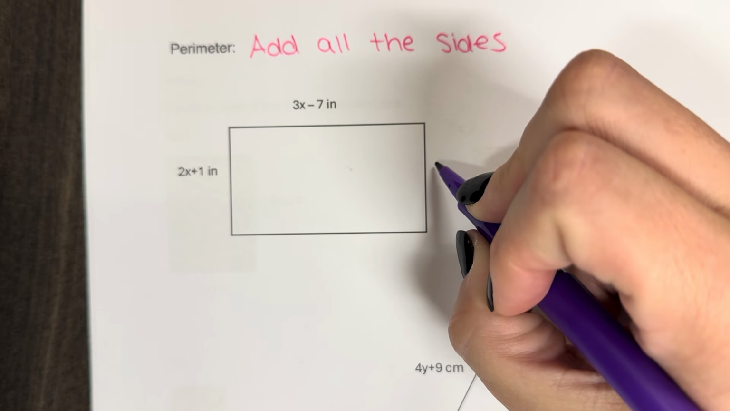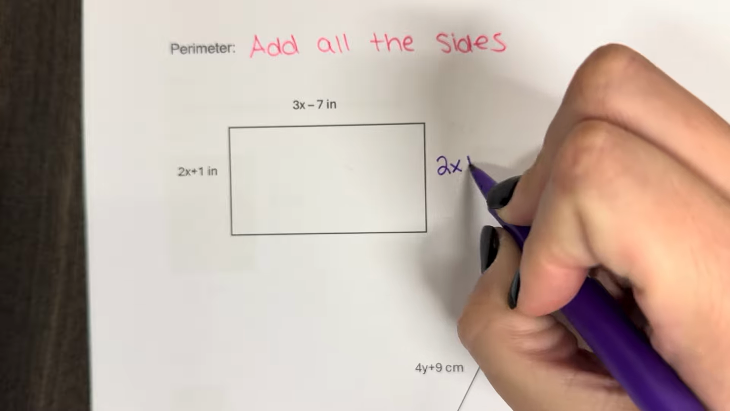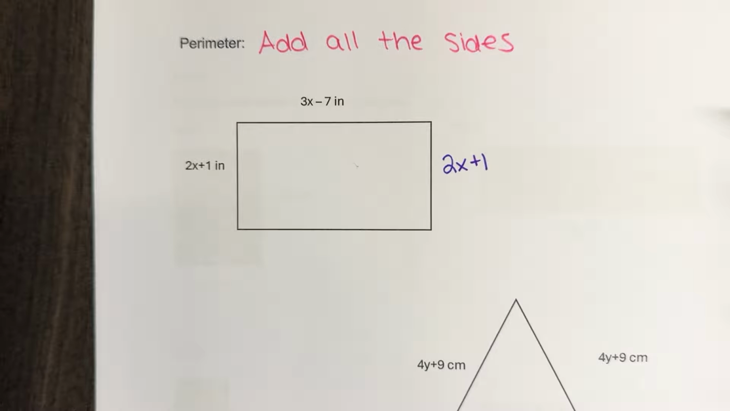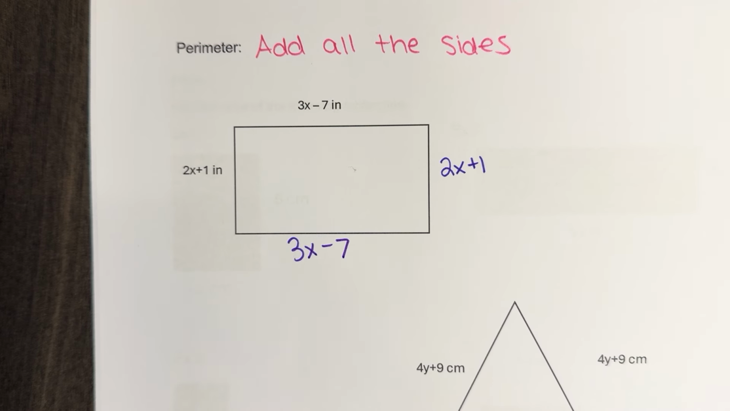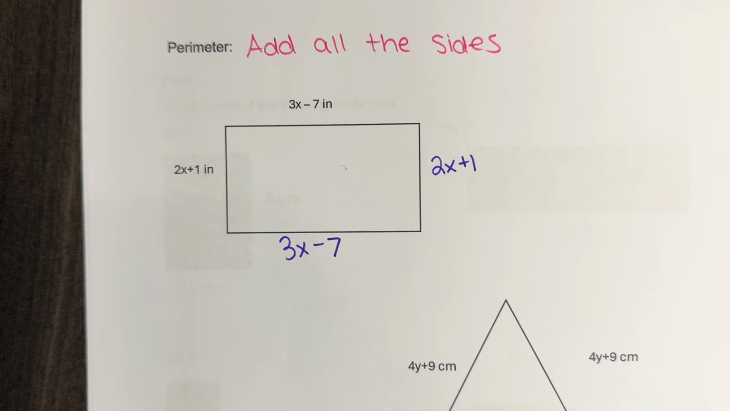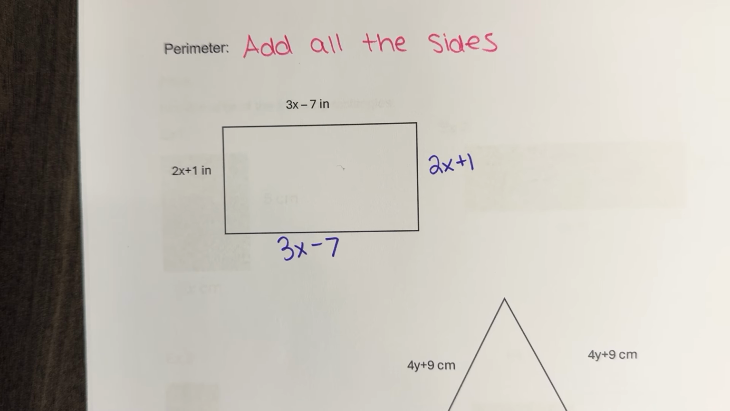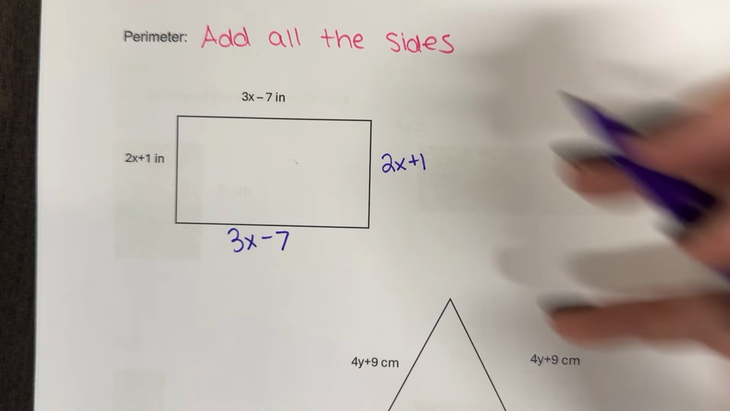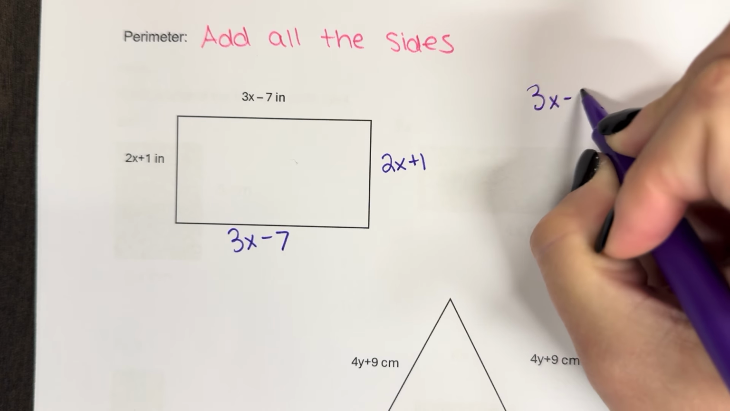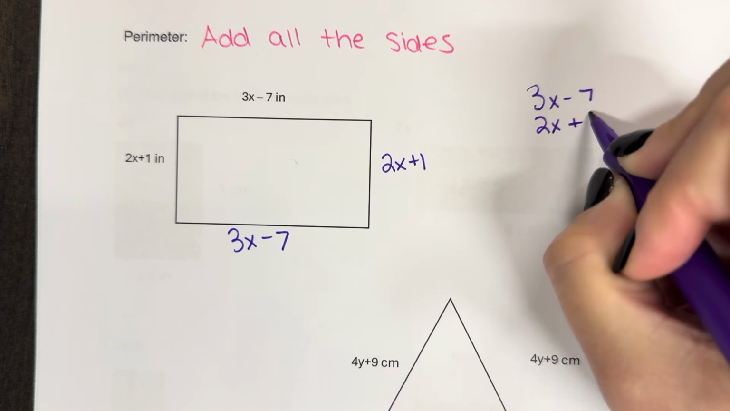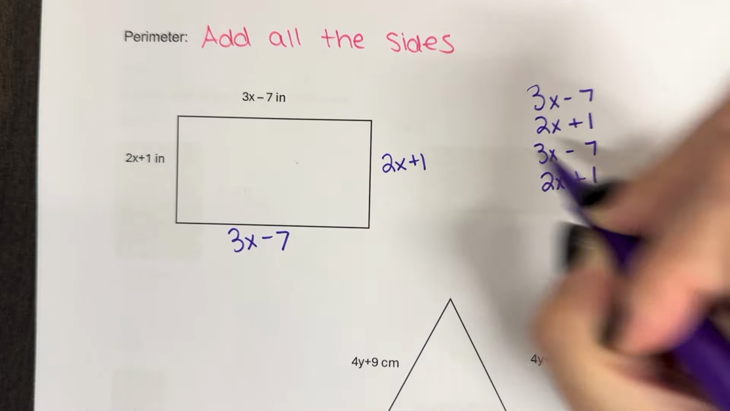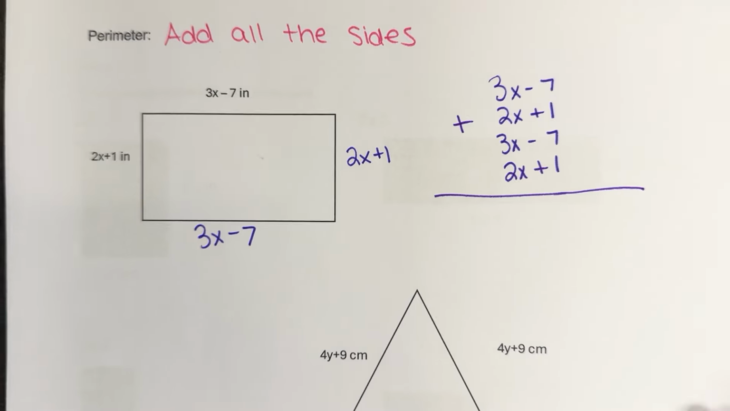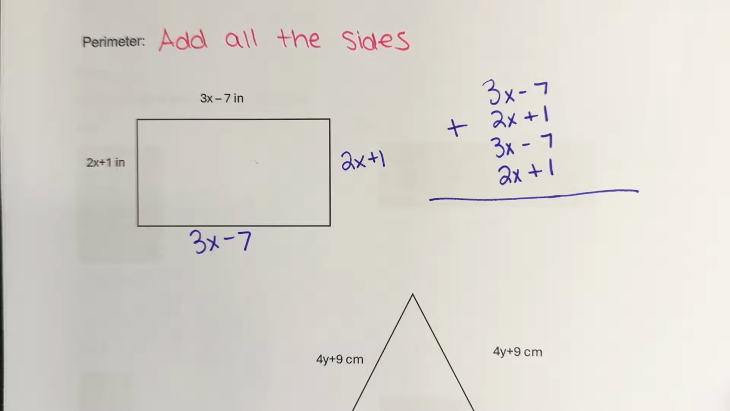Now we don't see a measurement over here, so this is a 2x plus 1, right? Because in rectangles, opposite sides are congruent. Down here we have 3x minus 7. We then just need to use what we know about adding polynomials and put those things together. So I need to add a 3x minus 7 to a 2x plus 1 to a 3x minus 7 to a 2x plus 1, right? And this will give me my entire perimeter.